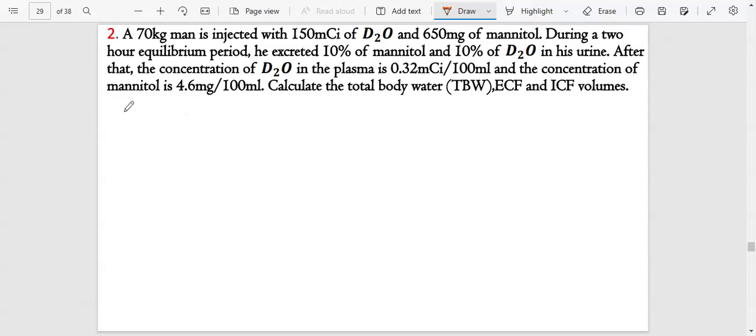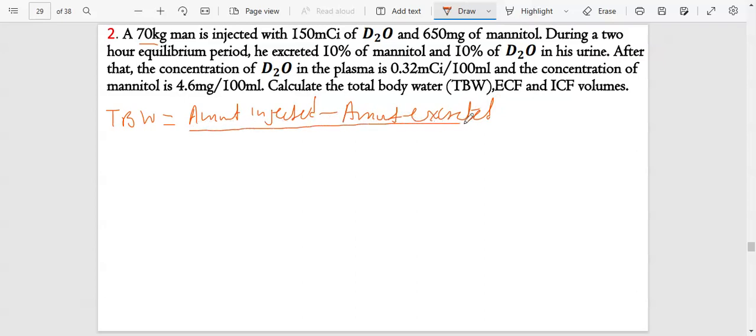Starting with total body water, we know that this is a 70 kg person, but since we've been given what was injected, we are going to use the Stewart-Hamilton dilution method. Total body water is given by the amount divided by the concentration. The amount is given by the amount which was injected minus the amount which was excreted. Then you divide by the concentration of the same substance which was injected.